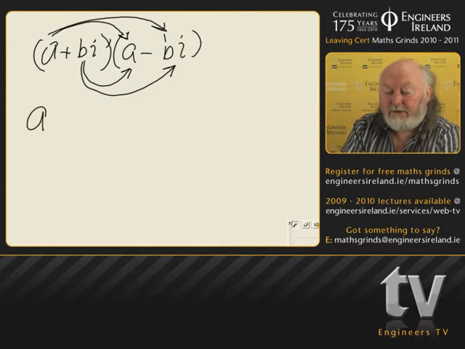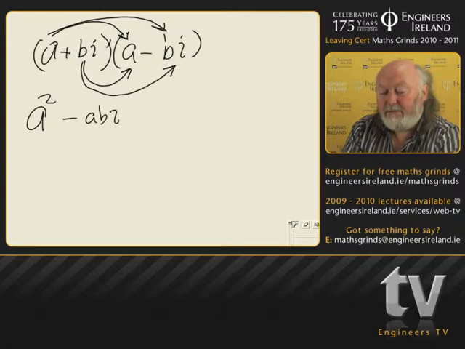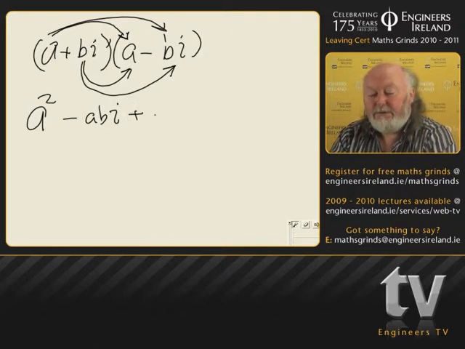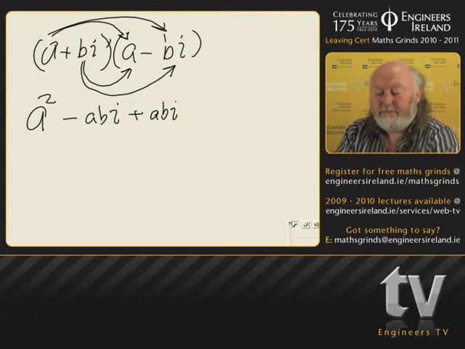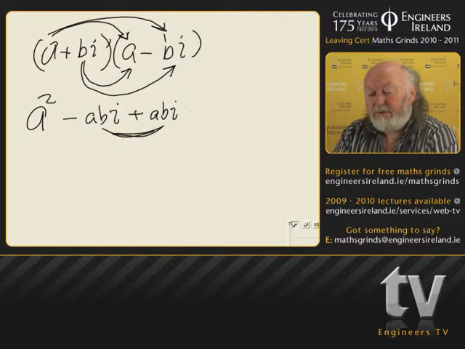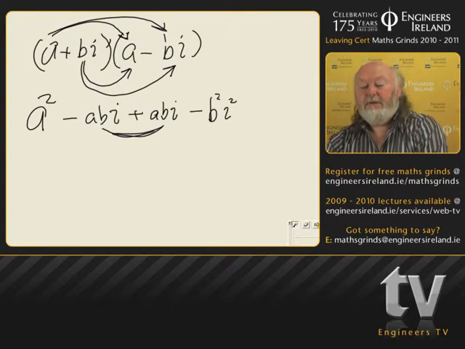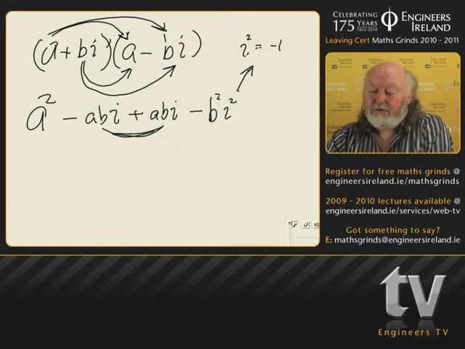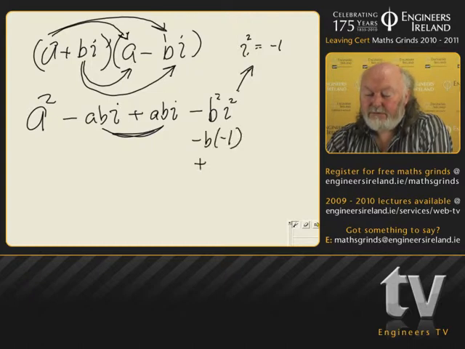a by a is a squared. a by minus bi is minus abi. That's the first two. The next ones then are plus bi by a, so I get plus abi. They, as you notice, cancel. And then I'm now left with my last bit, which is minus b squared i squared. What do we know about i squared? i squared is minus 1. So what I have here is minus b by minus 1. So it's plus b squared.